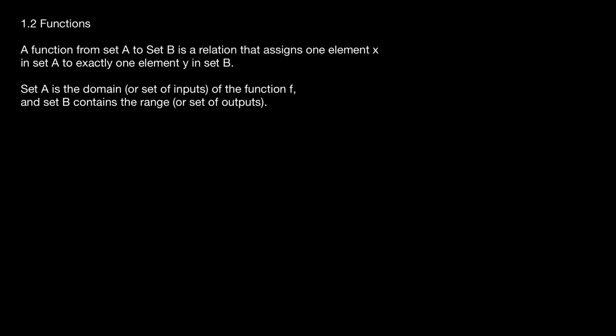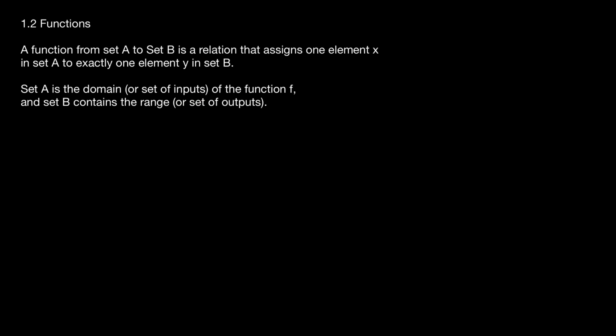A function, but this is the definition. A function from set A to set B is a relation that assigns one element x in set A to exactly one element y in set B. Set A is called the domain, or the set of inputs of whatever function we're talking about, say f, and set B contains the range, or the set of outputs.